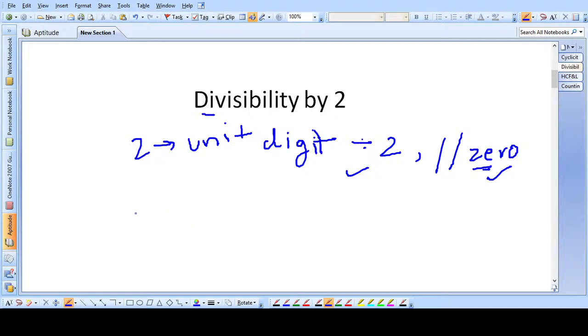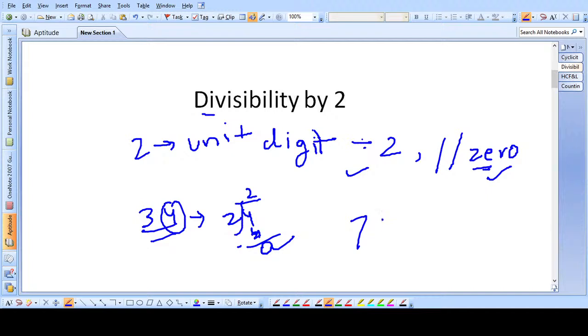Let's take one example. Suppose we have a number, just take simply 34. Okay, so the unit digit is 4. So divide this 4 with 2, and this is 2 times 2 of course, so 0. So this is divisible, hence this 34 completely is divisible by 2. Let's take a bigger number. Suppose let's take 750. So unit digit contains 0. That means, yeah, the second condition is satisfied, that the unit digit is 0. Hence this number is divisible by 2.